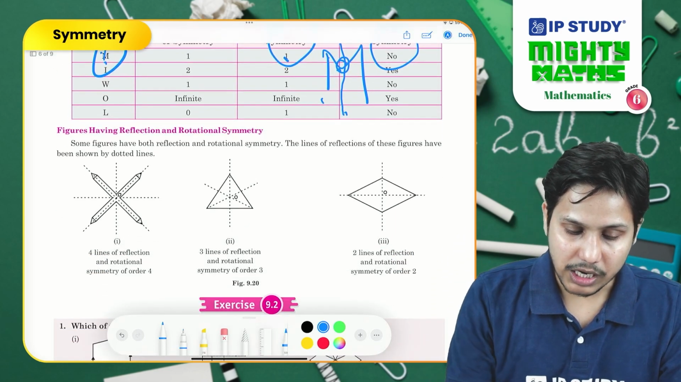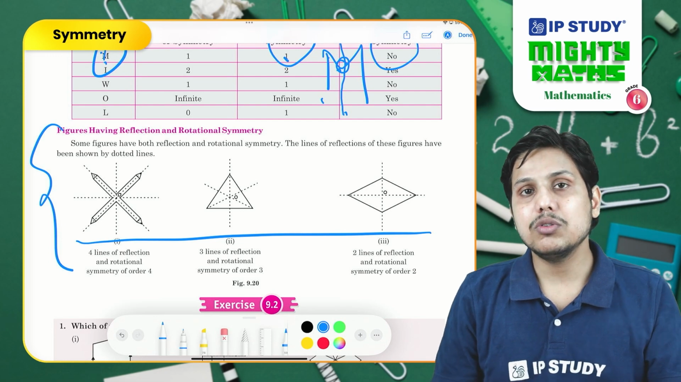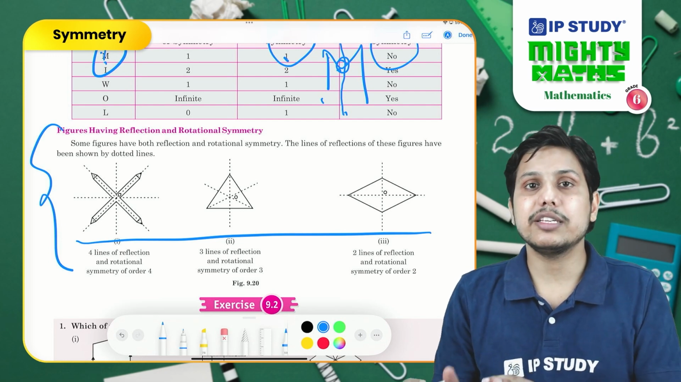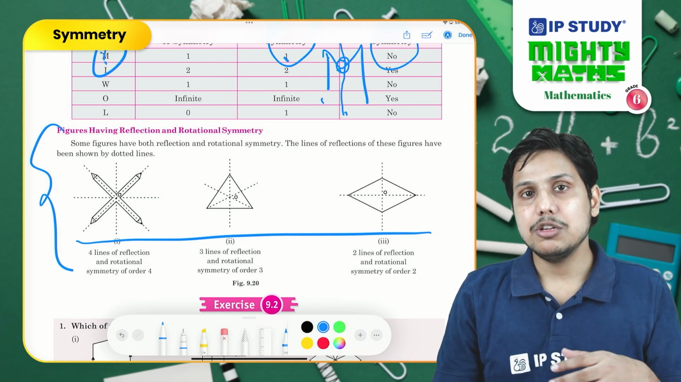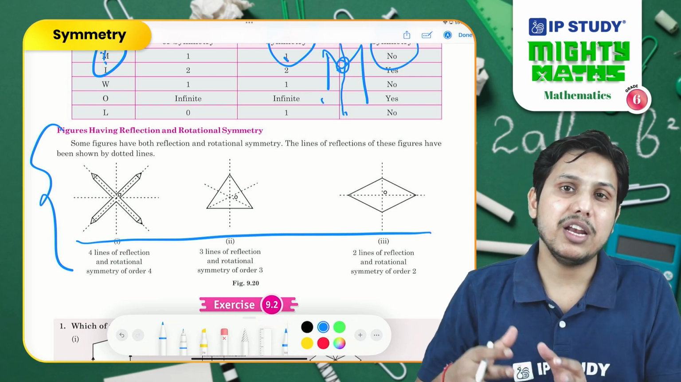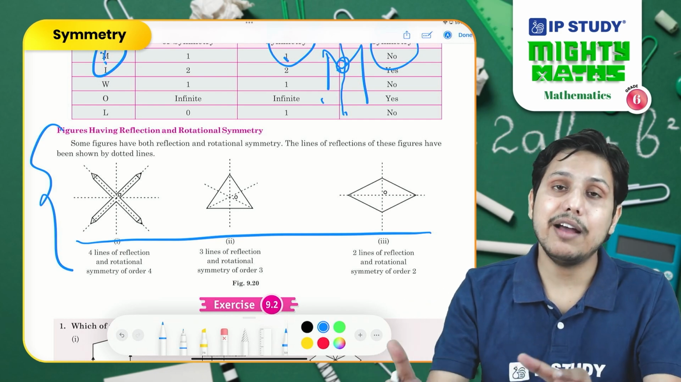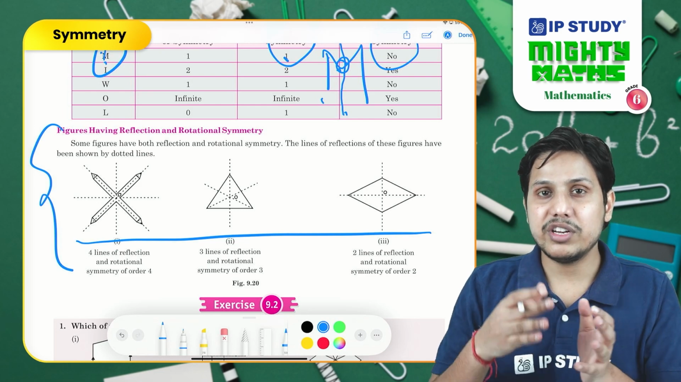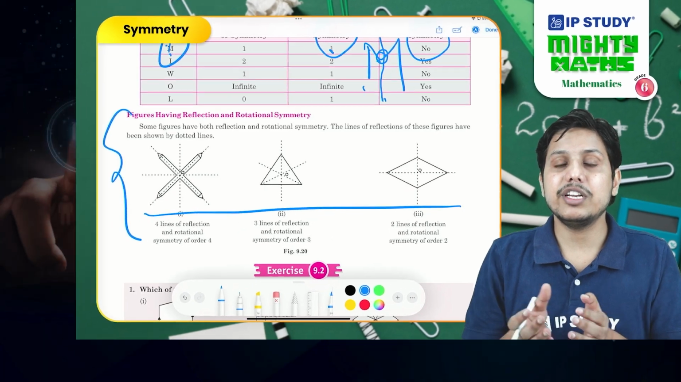Now there are some examples of figures having reflection and rotational symmetry. There can be some figures which possess both, and some figures can have only one type of symmetry, rotational or reflection. So you have to look at the figures and identify how many lines of symmetry there are, what the order of rotational symmetry is, or which figure will have rotational symmetry or not. Having an order of rotational symmetry greater than 1 means the figure has rotational symmetry.